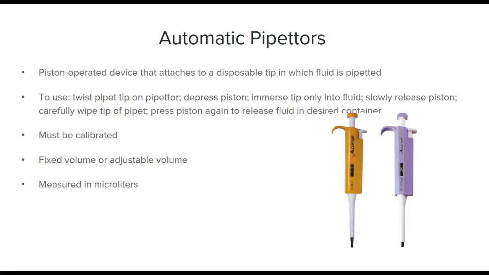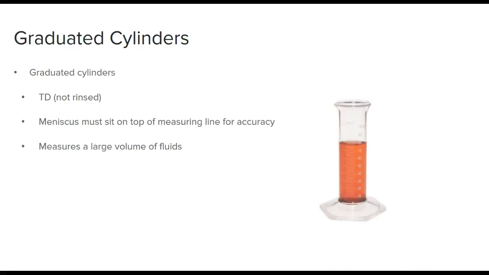And these are measured in microliters. The automatic pipettes are measured in microliters. The serologic and volumetric are in milliliters, so they can do a larger amount. The automatic pipettes are used to measure really small quantities, of course.